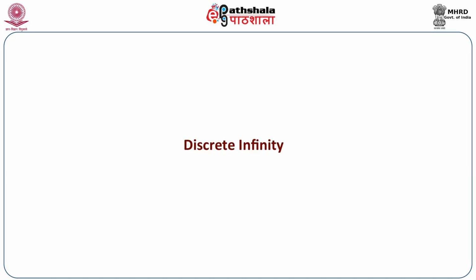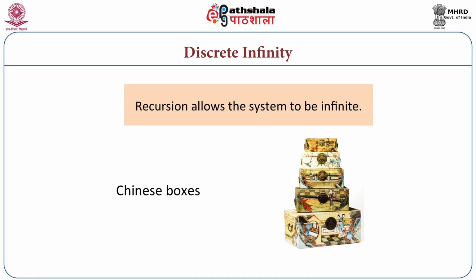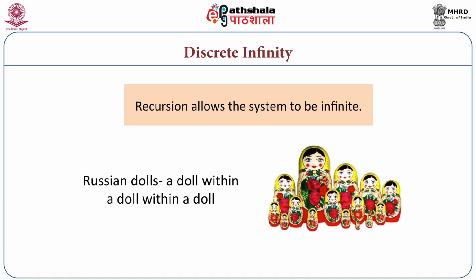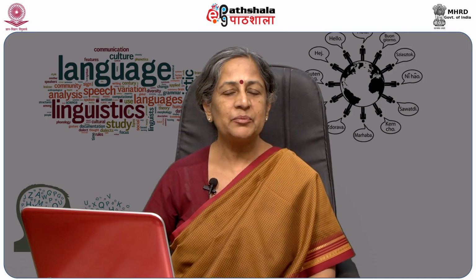And then we come to the property of language called discrete infinity. Infinity, that property you are now already familiar with, because we've said that we can put a sentence in a sentence in a sentence, like Chinese boxes. Have you seen Chinese boxes? You put a box in a box and a box in a box. There are also these Russian dolls, you get a doll within a doll within a doll within a doll. Notice that I'm using recursive prepositional phrases. A doll within a doll within a doll within a doll. Okay? So, we are familiar with that property of recursion.